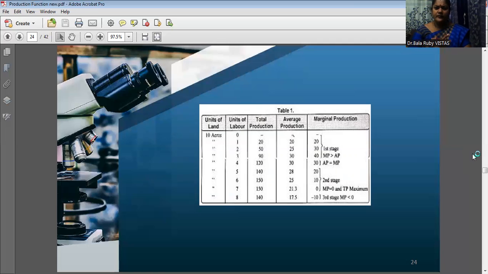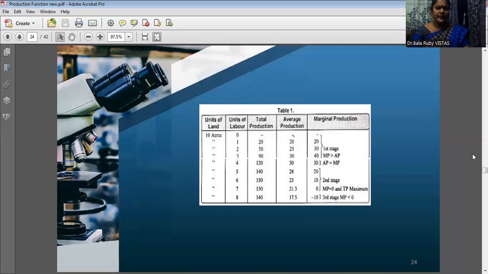Then in the next column, units of labor. We are assuming it is a variable factor, so it changes from 0 to 1, 2, 3, 4, 5, 6, 7 and 8. What is the reason for that? Initially there was no labor. After that, 1 unit of labor. Then we give employment opportunity to 2 units of labor.